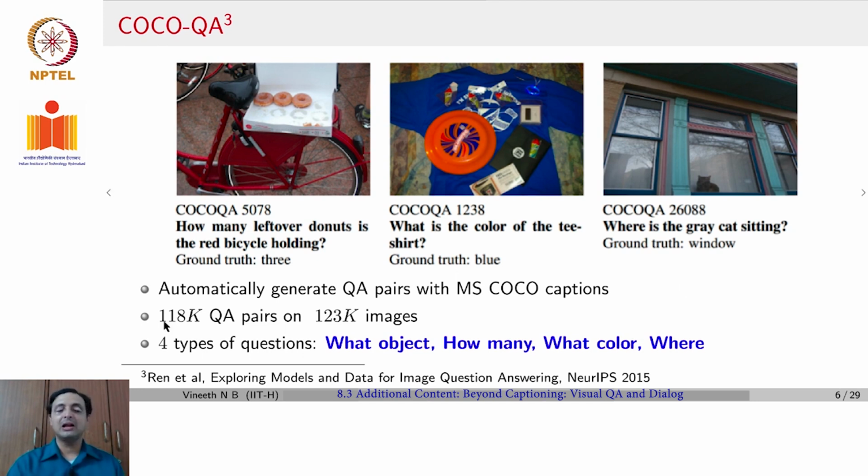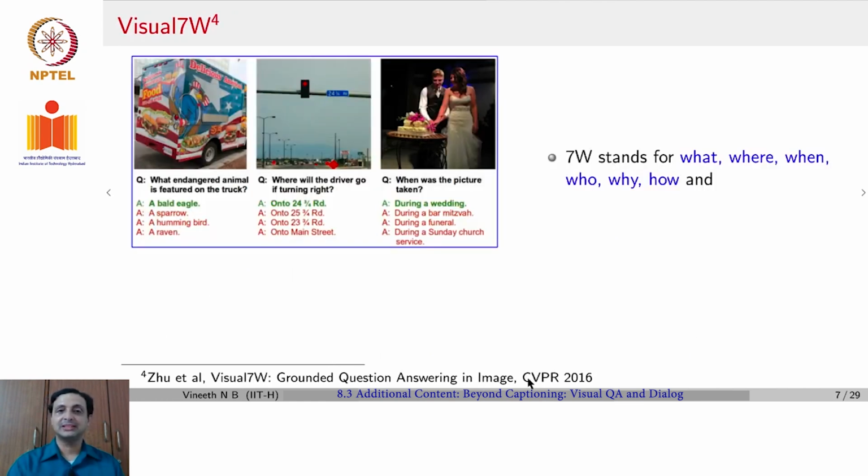This dataset had 118,000 question answer pairs on 123,000 images. There were 4 types of questions: what object, how many, what color, and where were the kinds of questions in the dataset. In subsequent years, in 2016, another popular dataset was developed, known as Visual 7W.